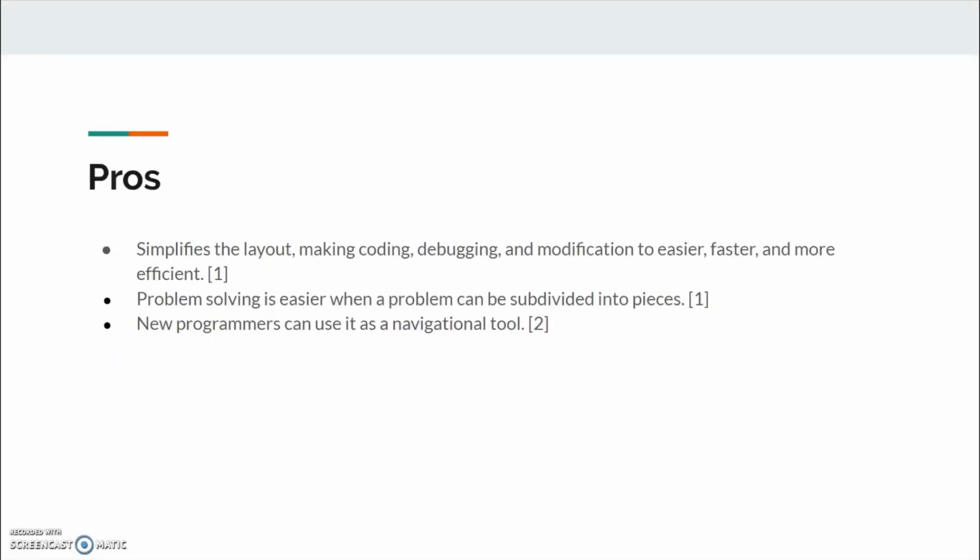There are several pros to structure charts. First of all, they help to simplify the layout. And simplifying the layout makes things such as coding, debugging, and modification all easier, faster, and more efficient. When people have this big layout of the program and all the different parts and how they relate to one another, it can make these tasks a lot easier because knowing how one part affects another part is an essential thing to know, especially when you're programming.